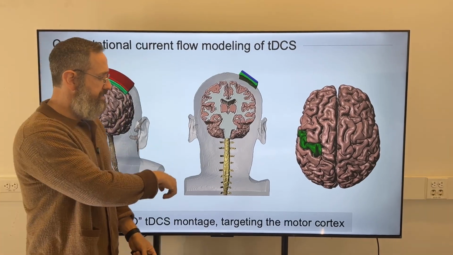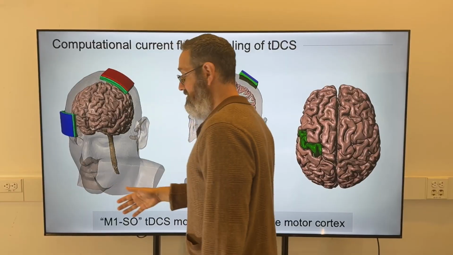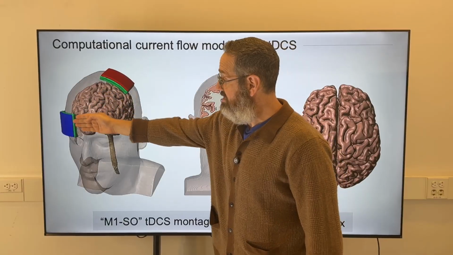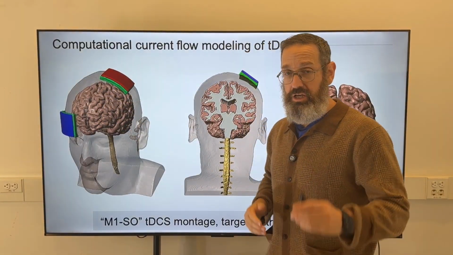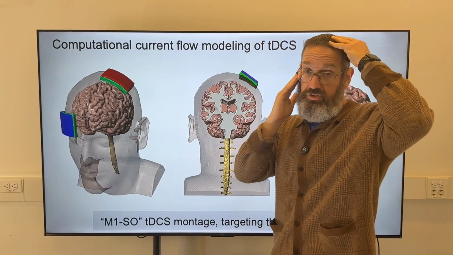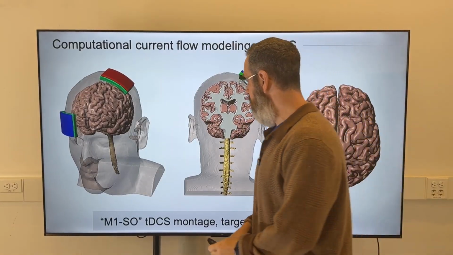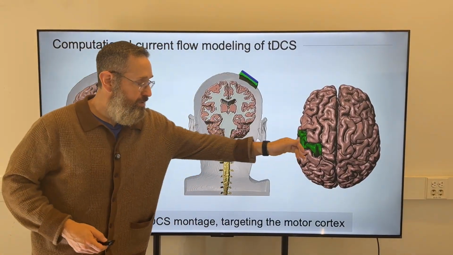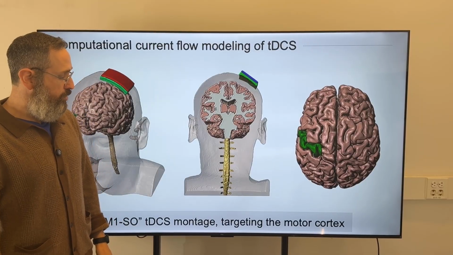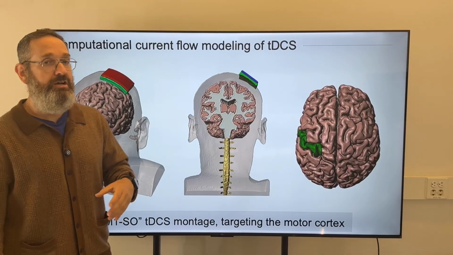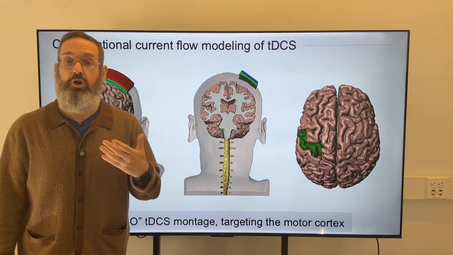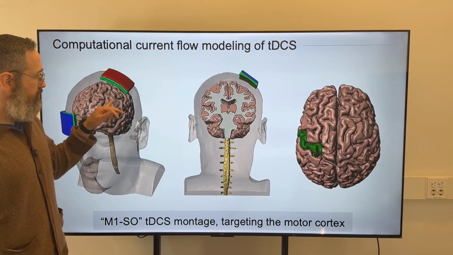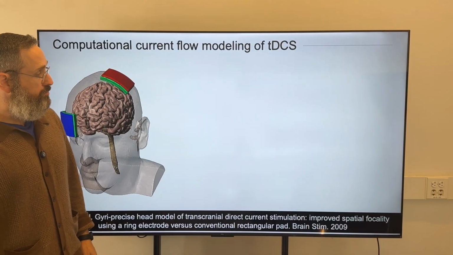Every computational model has these components. You can see here, this is actually a representation of my head based on an MRI. You can see that these are the tDCS electrodes. There's always two electrodes. In this case, one is over the motor cortex and one is over my forehead. Here's a cross section going through my body, and there's the nominal target. Okay, this is the motor cortex, and so this montage here is the motor cortex targeting version of tDCS, also called the M1SO montage for motor strip supraorbital region.